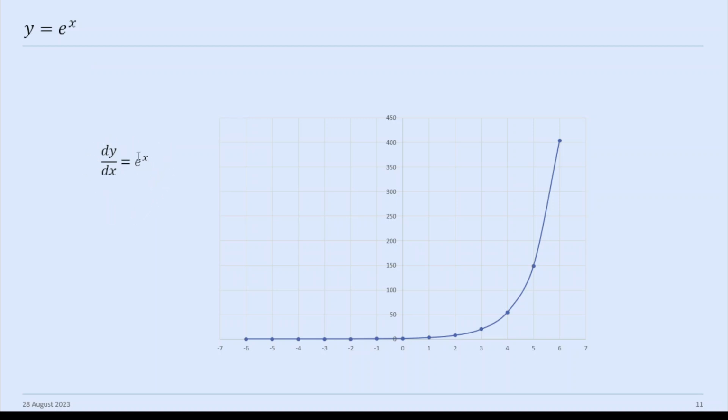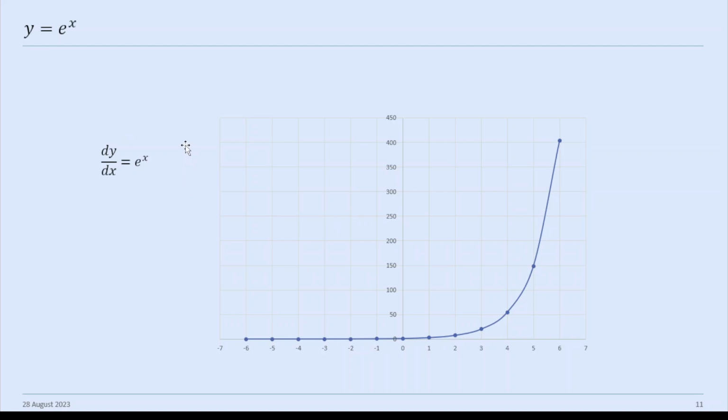Because e to the x is never 0. Even if you put in a massively negative number, it's just 1 over e to the n, where n is a big number, which is not 0, it's just really small, as we can see from the chart. So there's no maxima or minima. And then as x gets large, this just gets enormous.